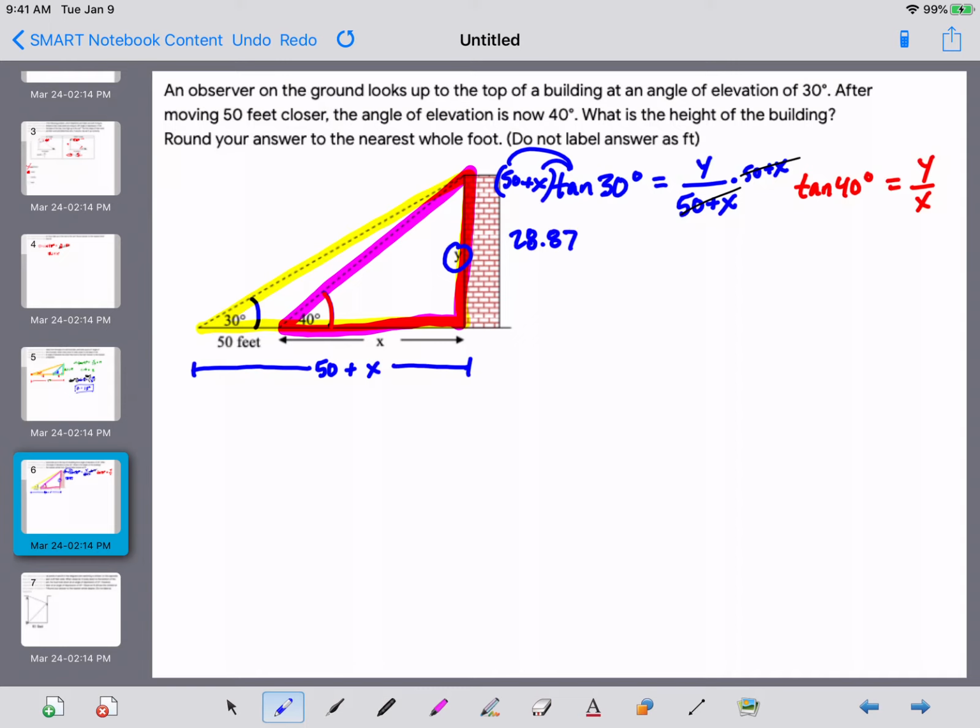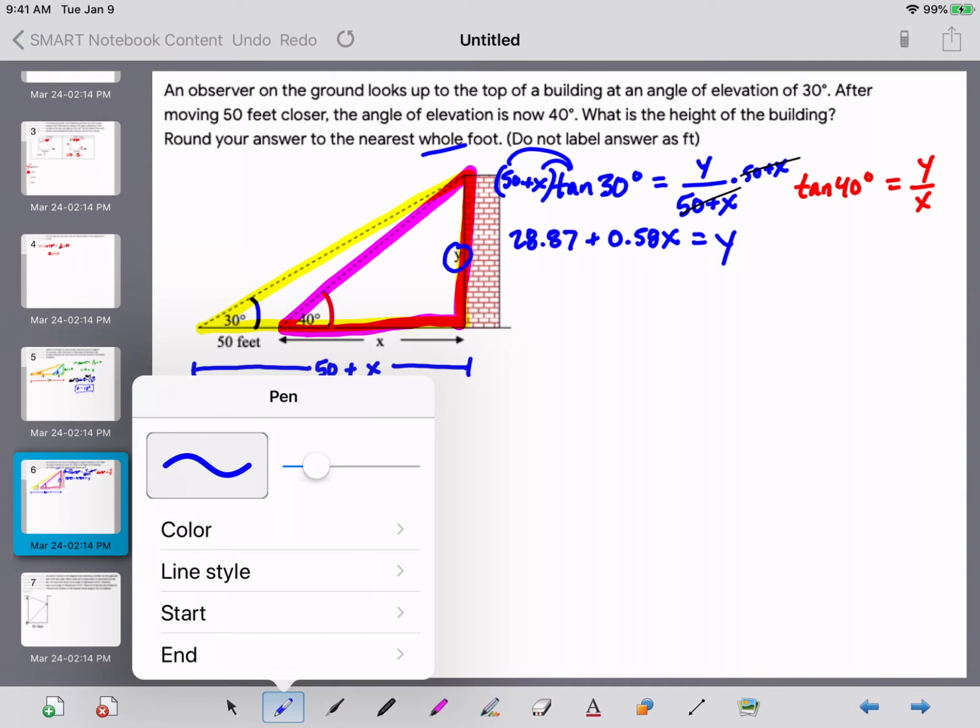All right, and you really don't need too many decimals here since we're rounding to the nearest whole foot. 2 decimals will be fine. And then tangent of 30 times x is going to be about 0.58. You plug in tangent of 30, so 0.58x, and that equals y. All right, so for now I'm just going to stop.